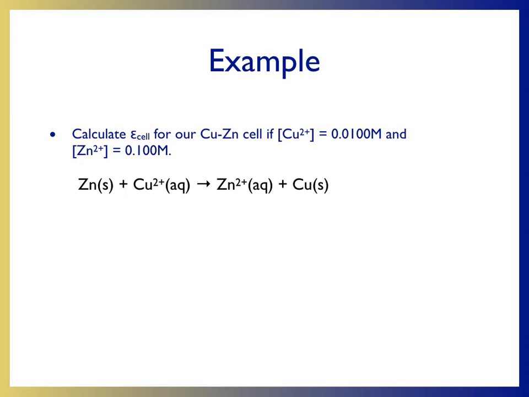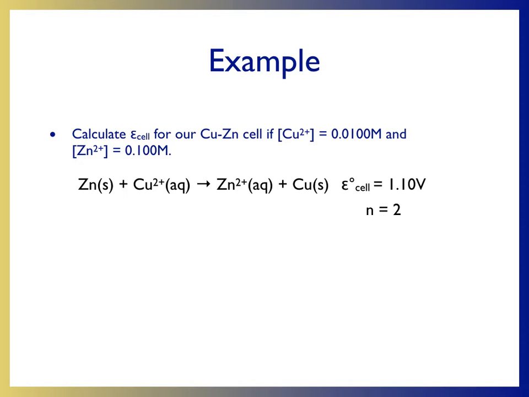If you also refer back to the figure, you'll notice that the voltmeter reads 1.10 volts. This is the standard cell potential, assuming that the solution concentrations are 1 molar. We also know that for this reaction, a total of 2 moles of electrons are transferred. Zinc loses 2 electrons as it's oxidized, and copper gains those 2 electrons as it's reduced.